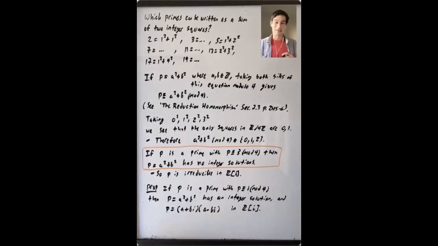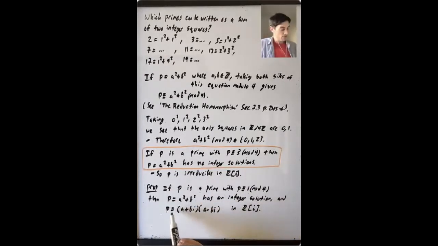So what about the other primes? Well, 2 is a sum of 2 squares. Great. That means that 2 factors into a product of 2 irreducibles in Z adjoin i. Well, what about all the other primes? All the other primes are the primes that are congruent to 1 modulo 4. And we will see at the end of this lecture that if p is a prime that's equivalent to 1 modulo 4, then p equals a squared plus b squared does have an integer solution.